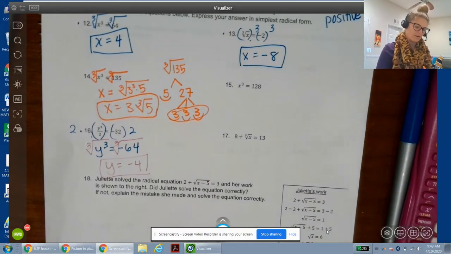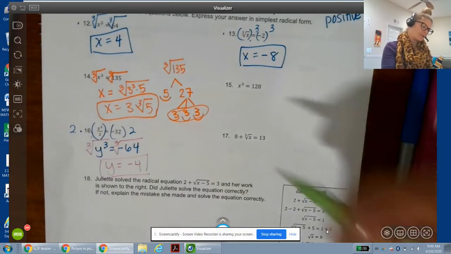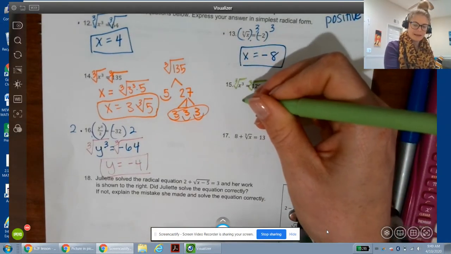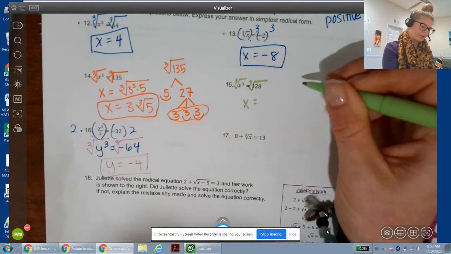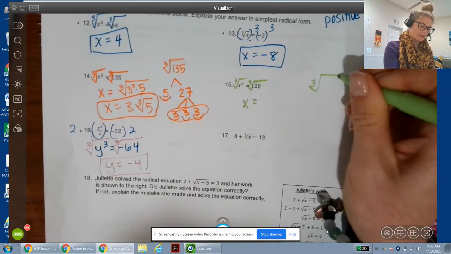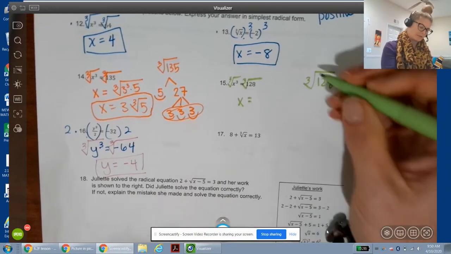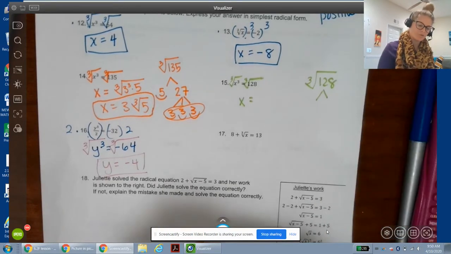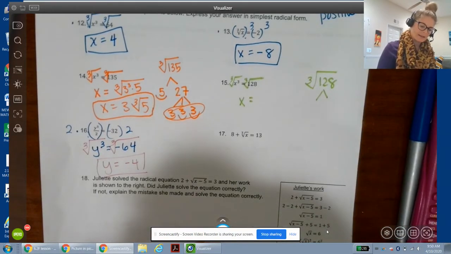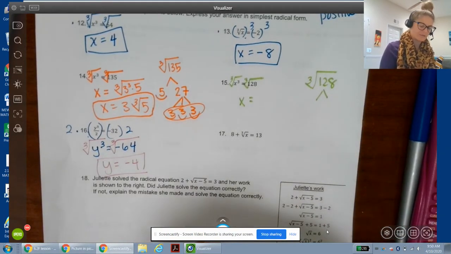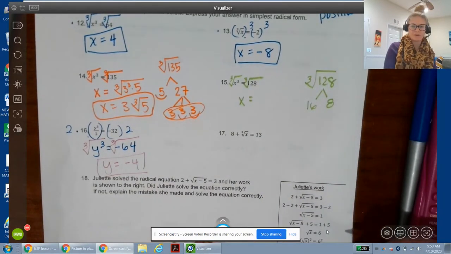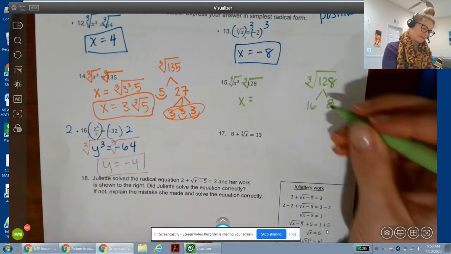Cool, let's see how you did on 15. Taking a look at 15, you took the cube root of both sides. And you said, hey, x is equal to, and then maybe you had to make a quick little factor tree. Good practice for you here. 128. The first number I think about going into 128 is 16. 16 and 8. But I need 3 factors, so I need to go a little bit farther.